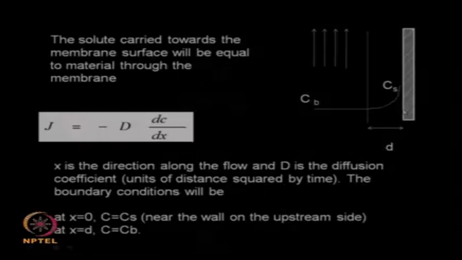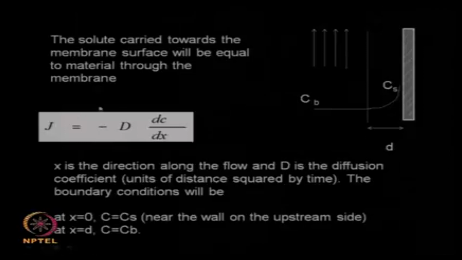At x equal to 0, that is very near the wall on the upstream side of the membrane, concentration will be Cs, and at x equal to d, where d is your boundary layer, this is equal to Cb. So we have these two boundary conditions and it is very simple for you to solve. Now this boundary layer, as it is called here, depends on several parameters. A typical chemical engineer can tell you what are the various parameters on which it depends.